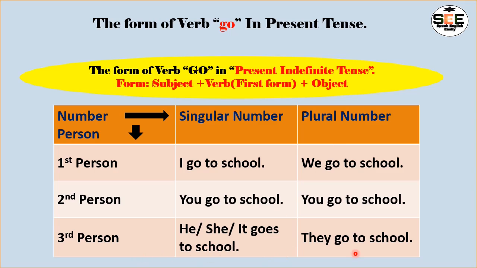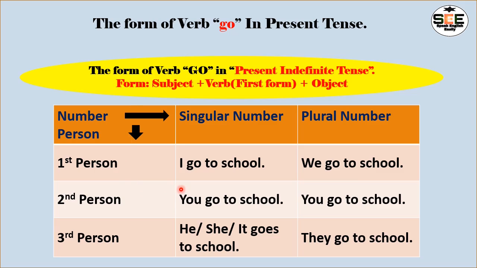And lastly we can see here: they go to school. It is the plural number of present indefinite tense in third person, right? Instead of the singular form he, she, it, if we use the plural, then it makes they. Here they is the subject and go is the first form of the verb, meaning present tense, and school is the object. So we can say they go to school. From here we can see this is the formation of present indefinite tense: subject plus verb plus object, right?